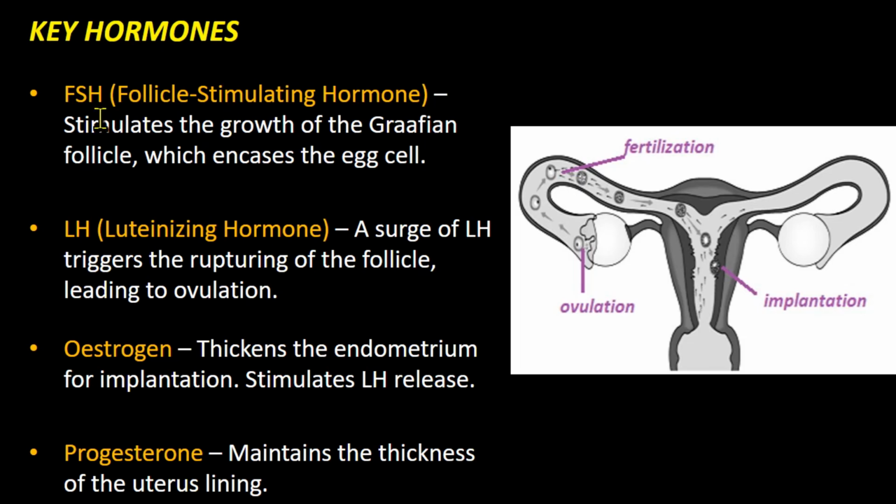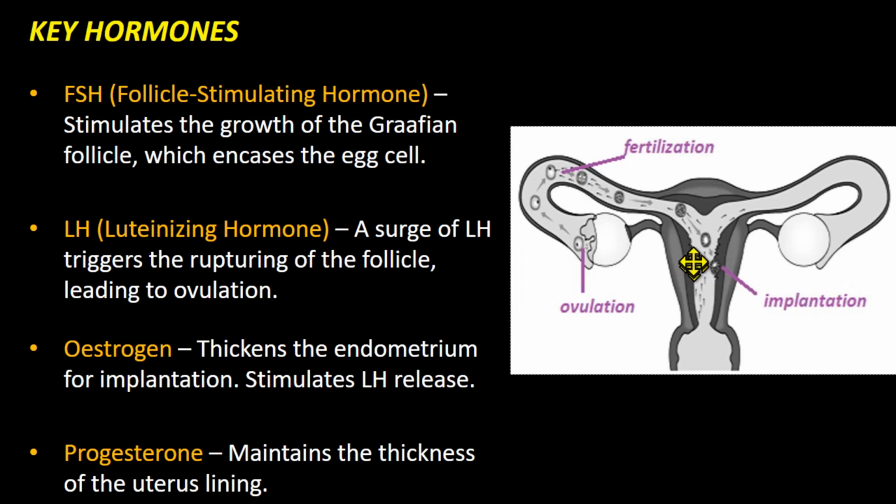The first is FSH, or follicle stimulating hormone. This egg cell that is released is encased within a sac. That sac is called a follicle or a Graafian follicle. This encases the egg cell. FSH stimulates the growth of that follicle. LH, or luteinizing hormone, triggers ovulation. So when there's a surge of LH, there's usually a little spike in the increase of LH. This would trigger the rupturing of the follicle and allow the egg to be released, and this would lead to ovulation. Estrogen thickens the endometrium for implantation.